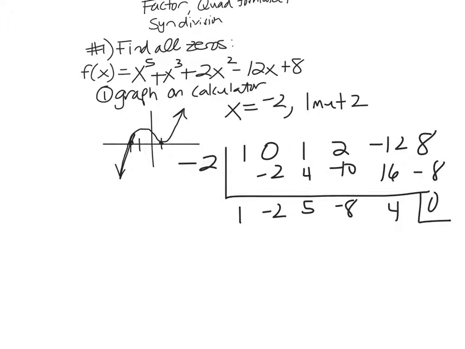Yay. Okay. Now what I just did was I took my fifth degree polynomial and I divided it by one of its zeros. So now I'm down to a fourth degree polynomial. I still don't want to factor that, so I'm going to do it again.